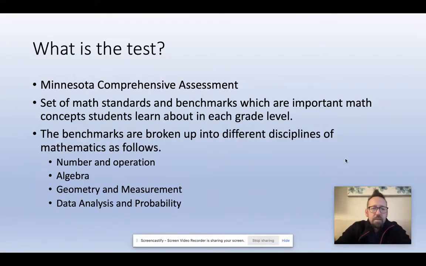Well, everybody, there's a set of math standards and benchmarks, which are important math concepts students learn about in each grade level. Benchmarks are broken up into different disciplines of mathematics as follows: number and operation, algebra, geometry and measurement, data analysis, and probability. Different concepts are then separated and put into each of those components. And you students, you all get scores in these different areas of math.